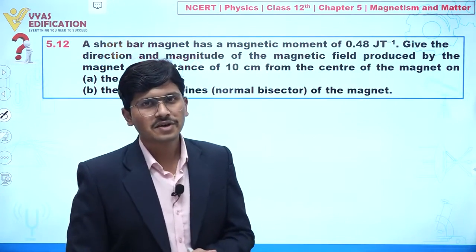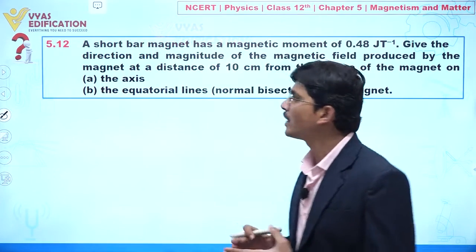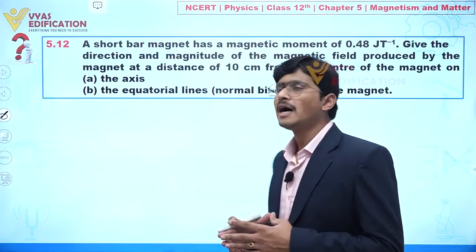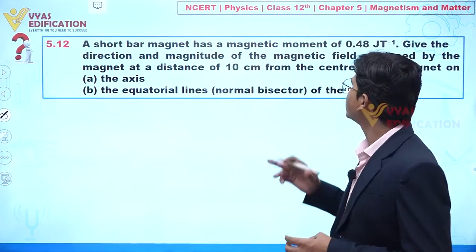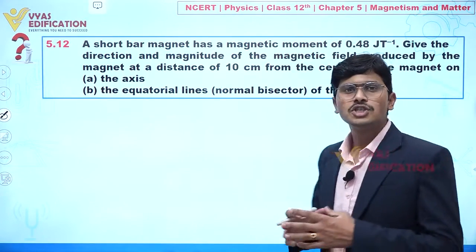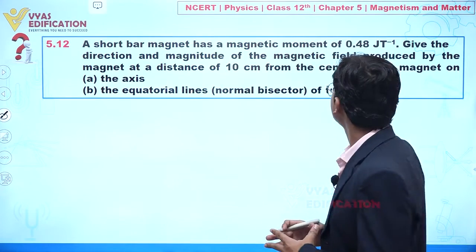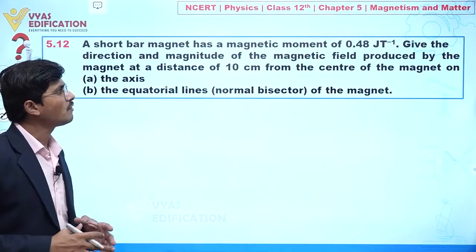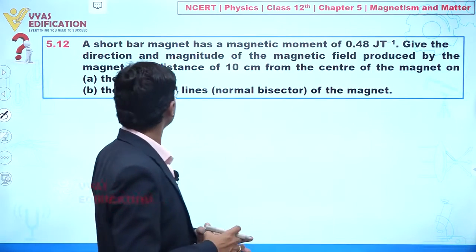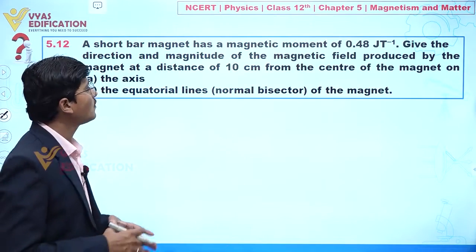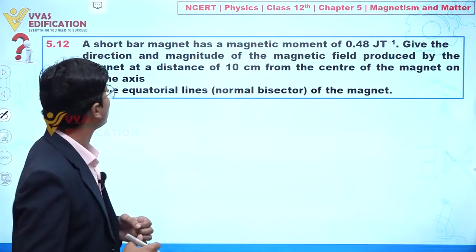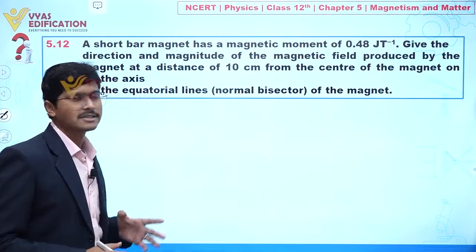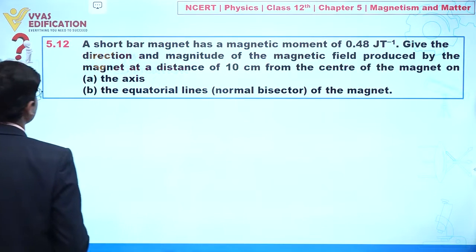Now dear student, we are going to discuss question number 5.12, and in this question it is given to you a short bar magnet has a magnetic moment of 0.48 Joule per Tesla. Give the direction and magnitude of the magnetic field produced by the magnet at a distance of 10 cm from the center of the magnet on the axis and on the equatorial lines. Clear? So now concentrate on the screen.